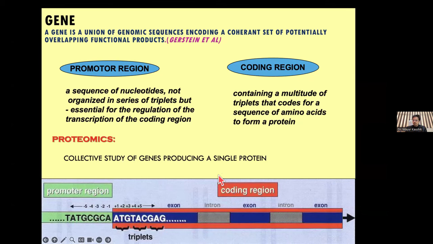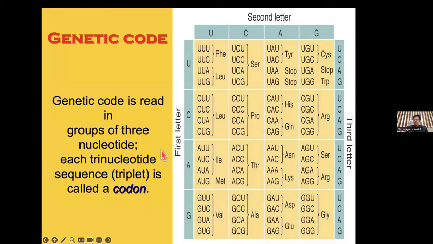They are arranged in groups of three in the coding region. So we don't have zero exactly, but the location is minus for a nitrogenous base in the promoter, and it is plus for the coding region. So this genetic code is always read in triplets. Triplet means three bases usually occur together. The nitrogenous bases occur in groups of three together. That is known as codon or triplet or genetic code.